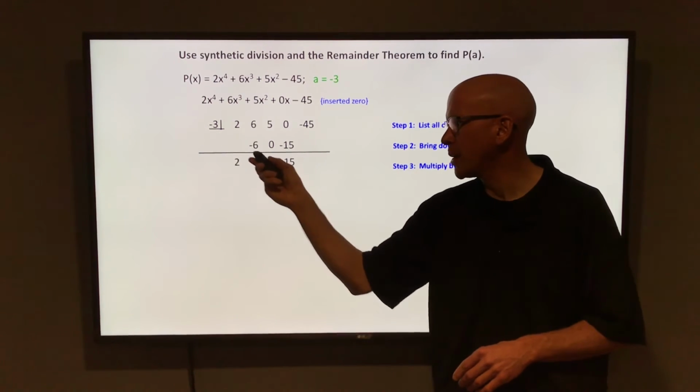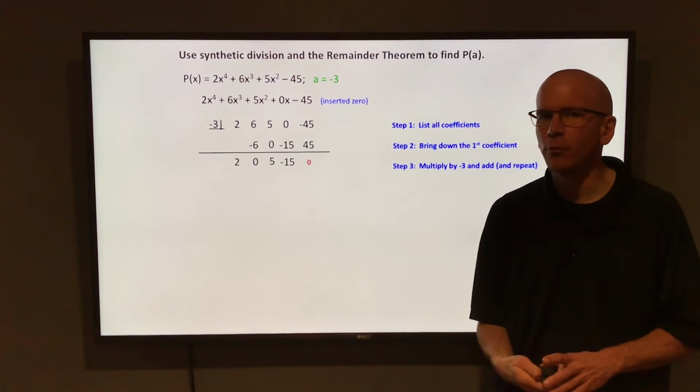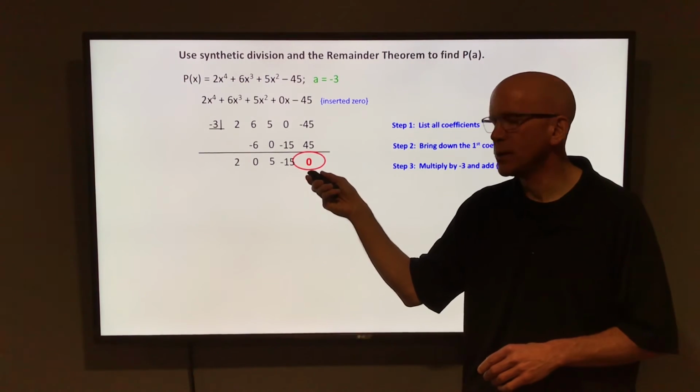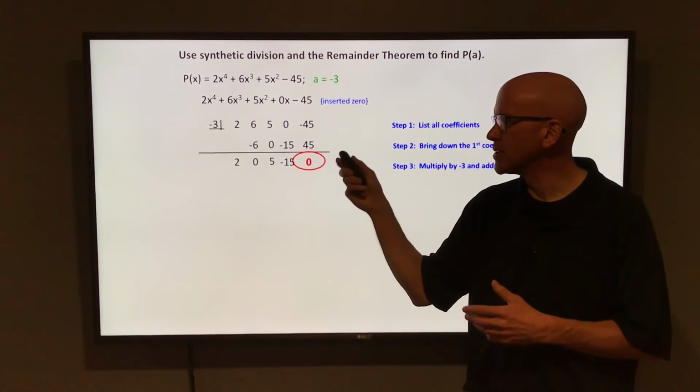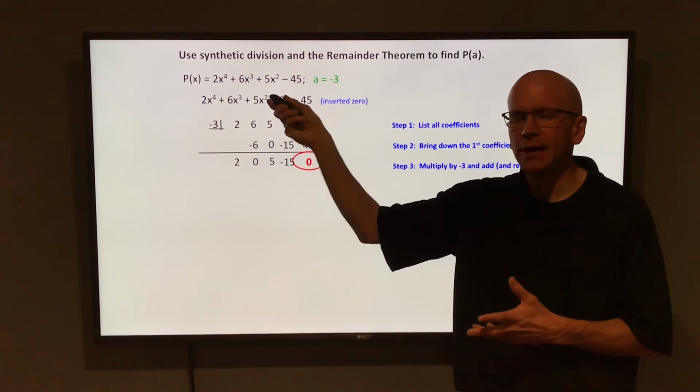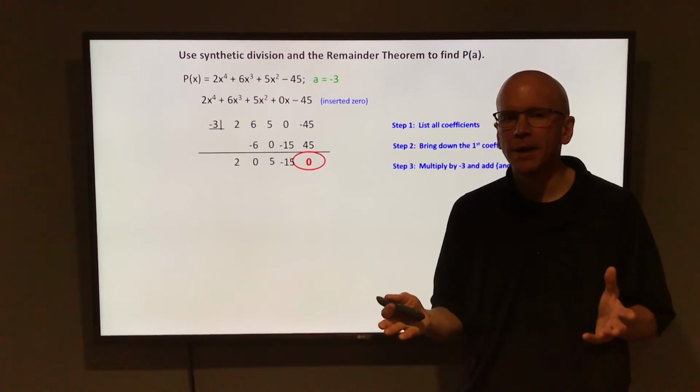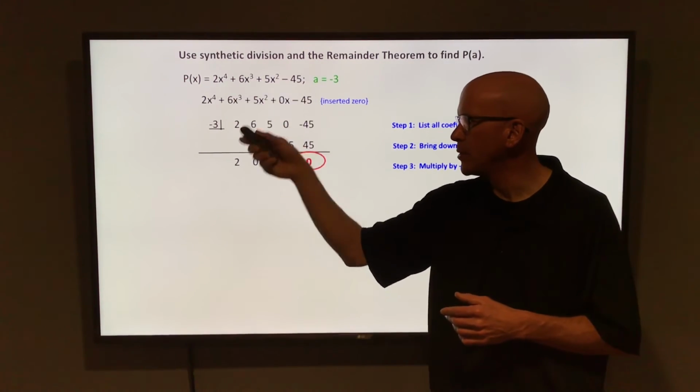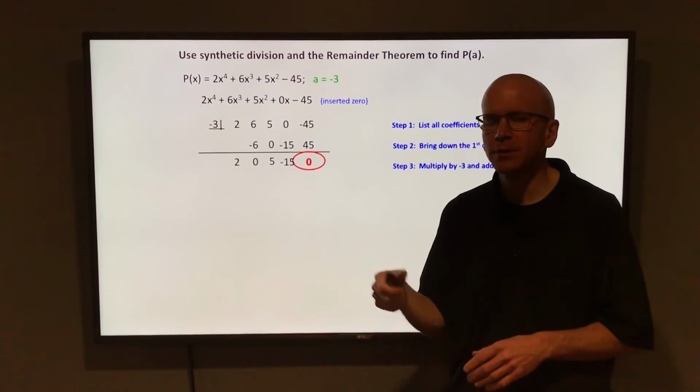Back to the box, multiply negative 3 by negative 15, that's positive 45, and if you add there, you get 0. So 0 is what we get when we substitute negative 3 in for x. 0 would also be the remainder if we would divide this polynomial by x plus 3. So 0 is the answer on that one.